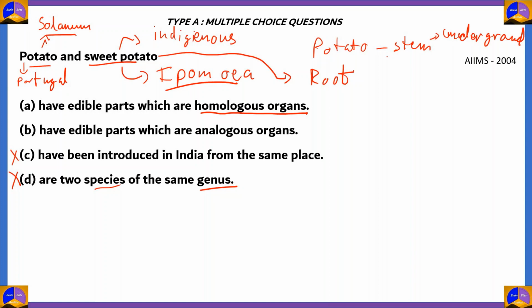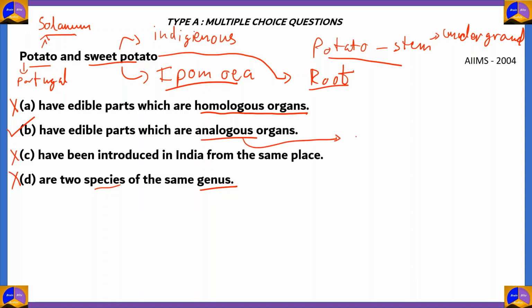So the term homologous organs means that they are originating from the same part of the plant. So that means both potato and sweet potato have to be either roots or stems or any other part. But here we can see that potato is a stem while sweet potato is a root, which means that option A is incorrect. The right answer is option B. Potato and sweet potato have edible parts which are analogous organs.